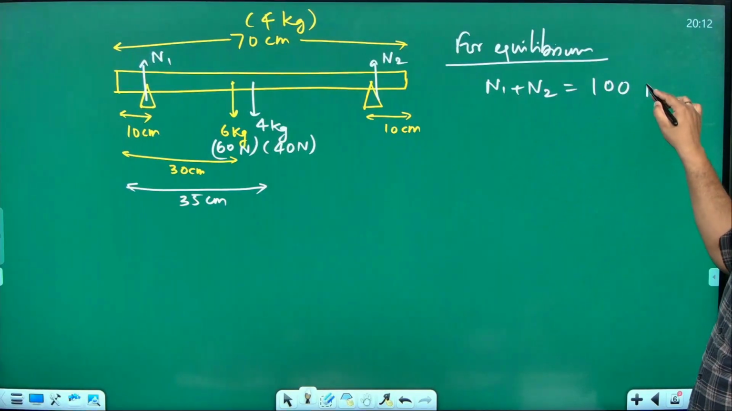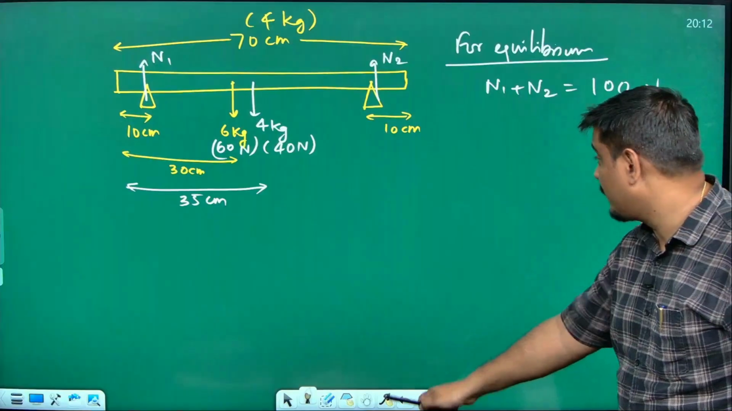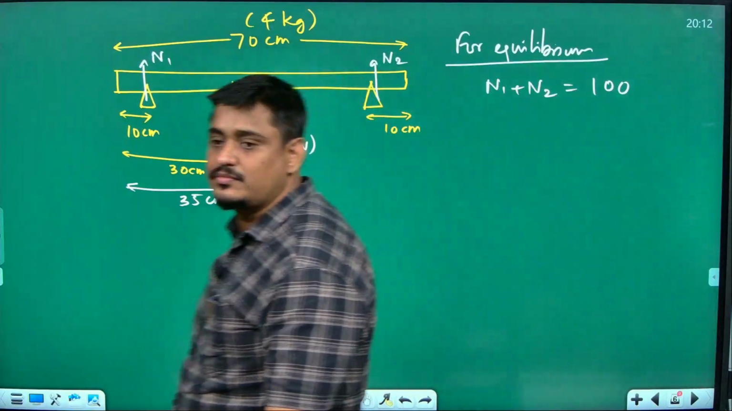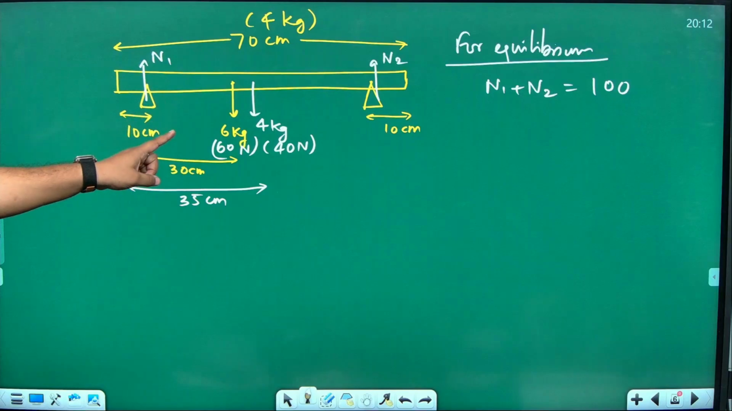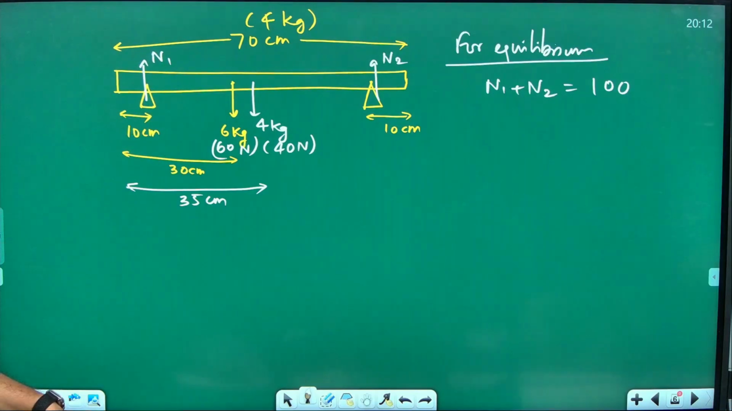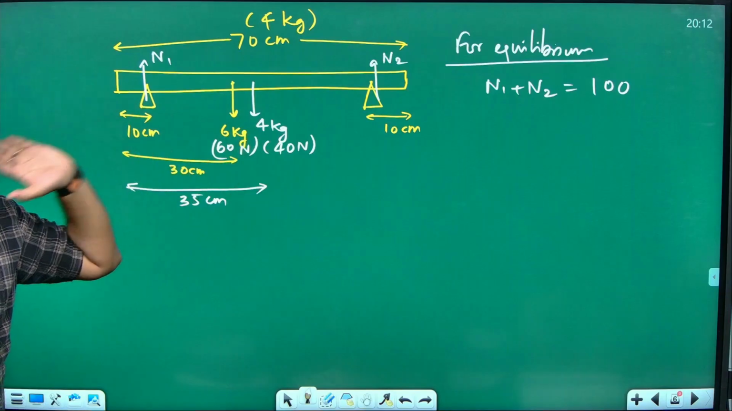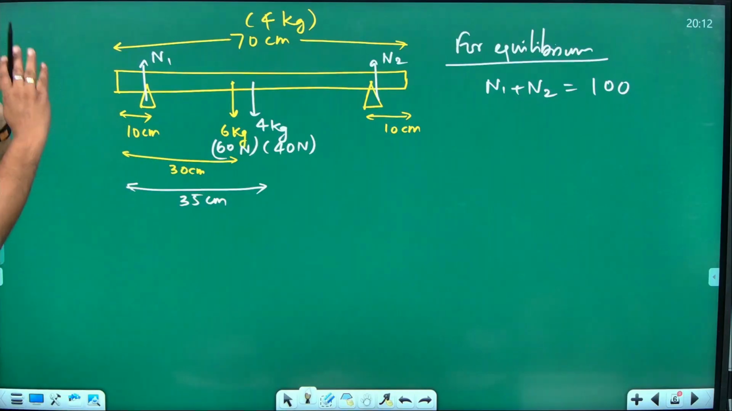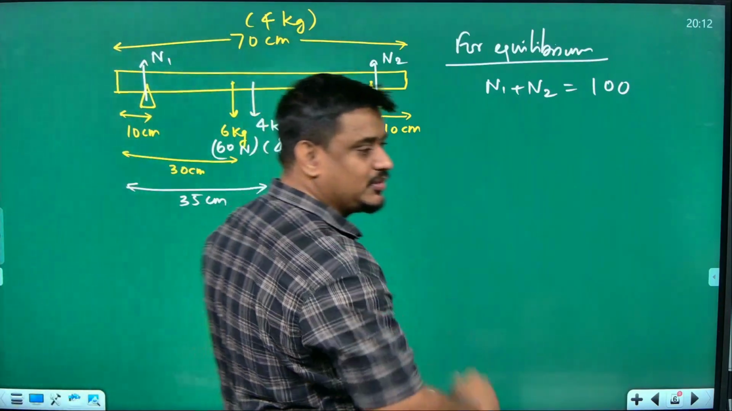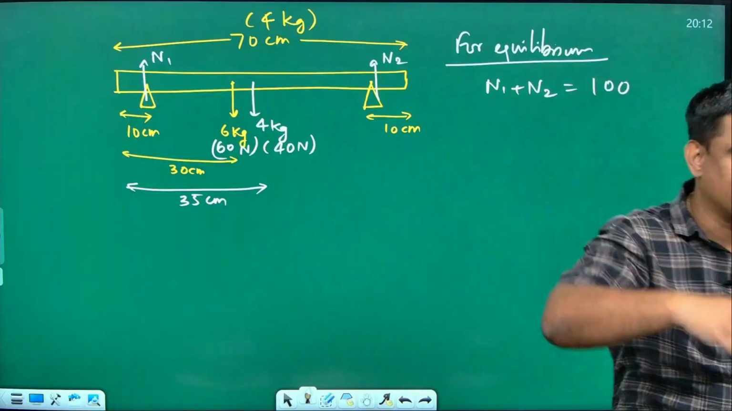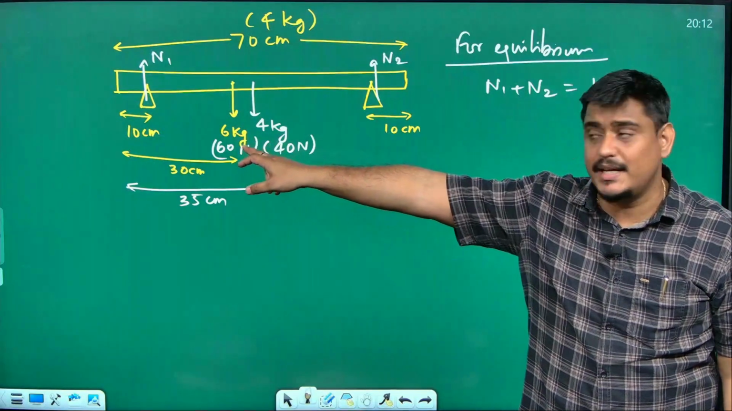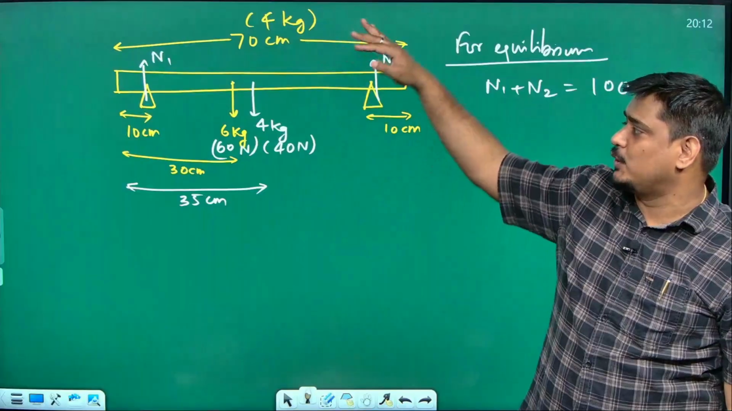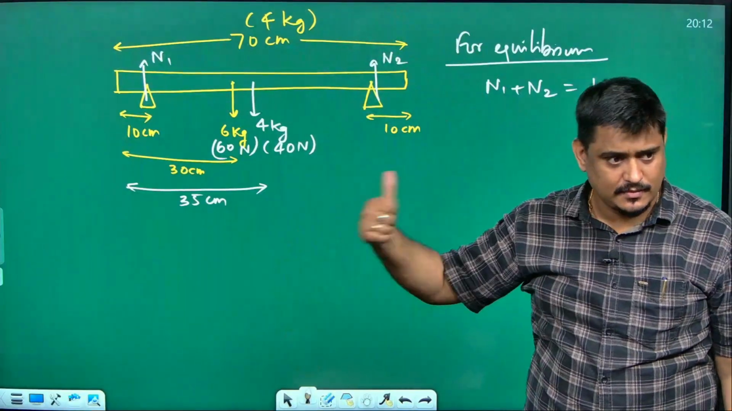Anybody has problem in this? If you have problem, ask me now itself. How did the equation come? Total downward force is equal to total upward force. Downward, how much force is acting? 60 plus 40. Upward, how much is acting? N1 plus N2. So N1 plus N2 is equal to 100. Are you getting what I am trying to say? If this 6 kg mass would not have been there, I would write N1 plus N2 is equal to 40. Do you agree with me?